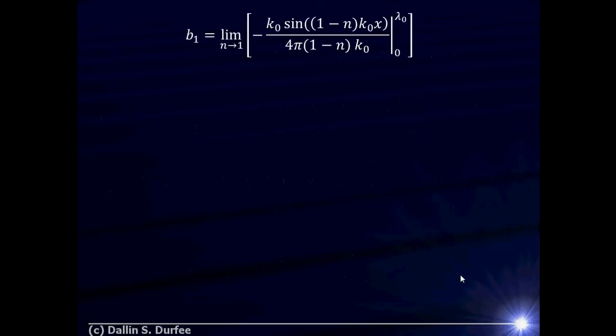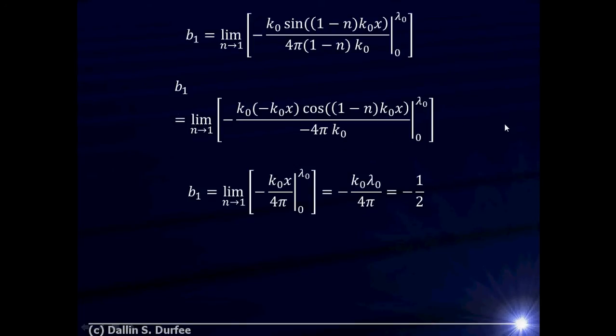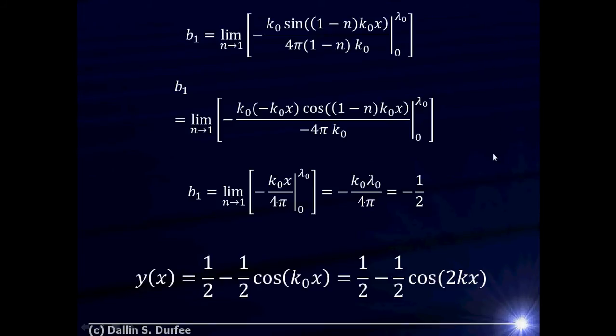And when I do that, here's the same function right here. I take my derivative, the sine becomes a cosine, and this just becomes this. All right, and I just do some algebra, and I find that b sub 1 equals negative 1/2. So my Fourier series is basically 1/2 minus 1/2 cosine k naught x, right? I have b0 was 1/2, b1 is negative 1/2, so there's my Fourier series. And remembering that k naught is 2k, I get this, and that's exactly what I said it was supposed to be. So this worked out.